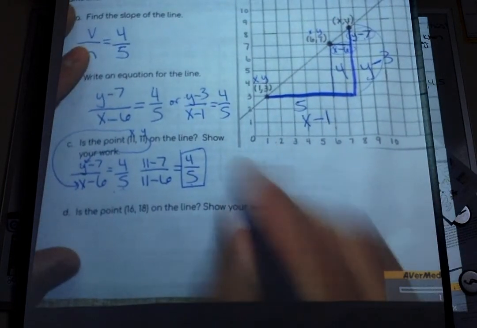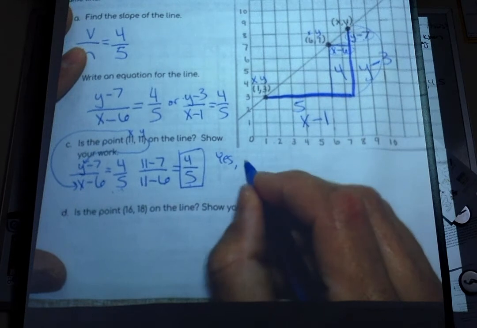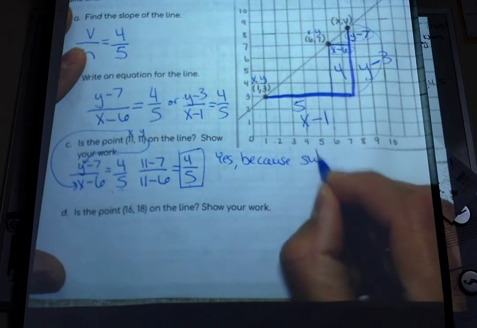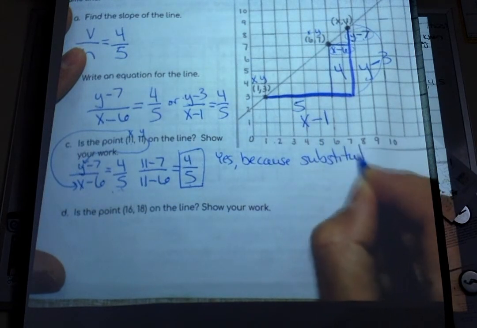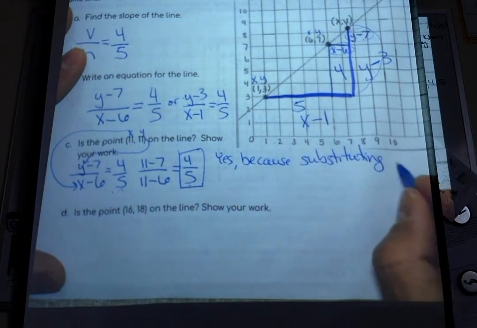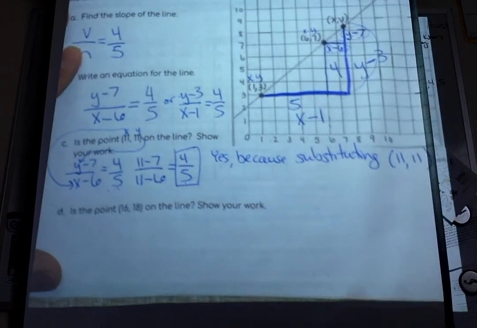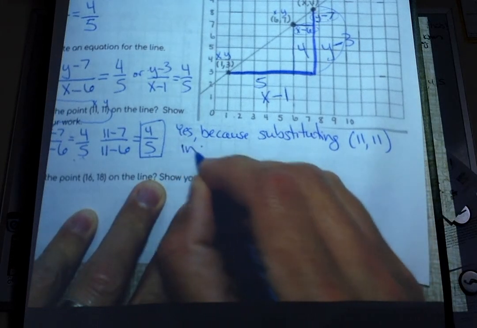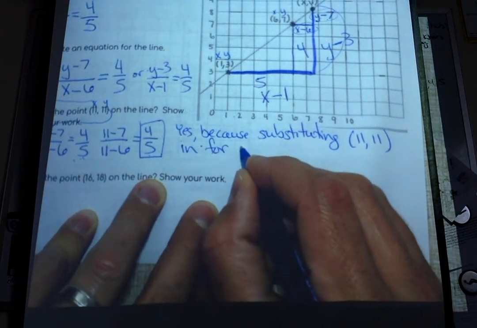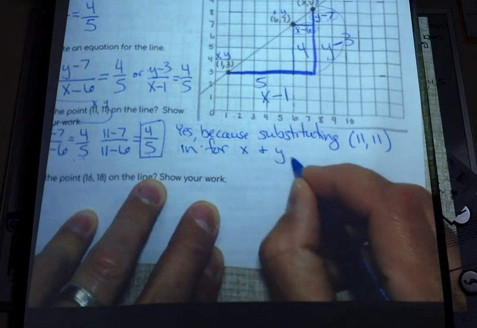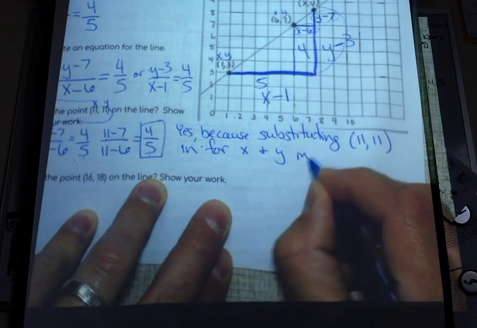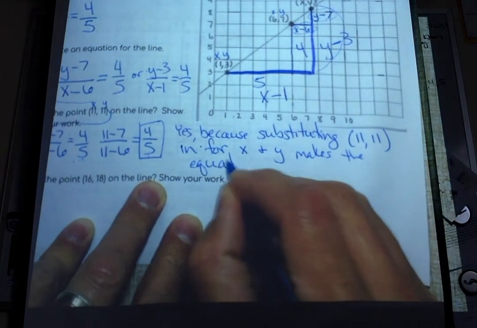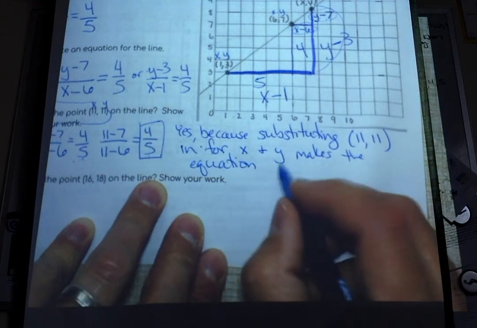We just showed it mathematically, but we'd write yes because substituting point 11, 11 in for x and y makes the equation true.